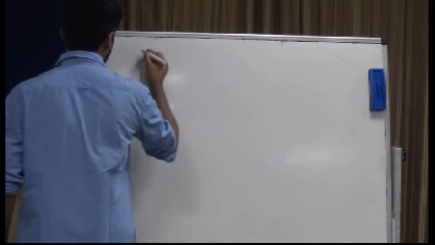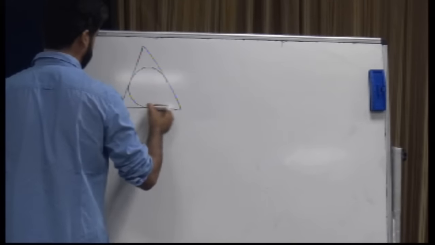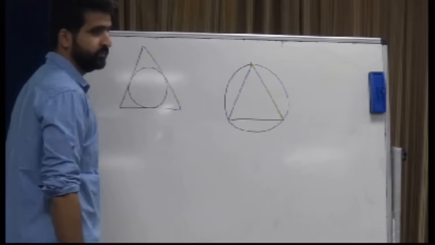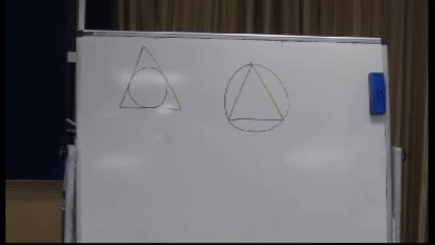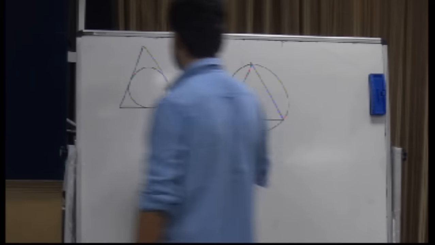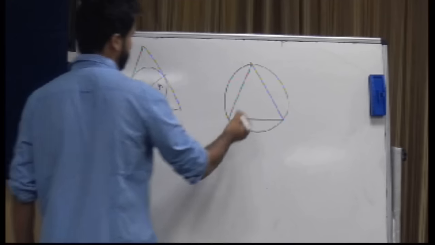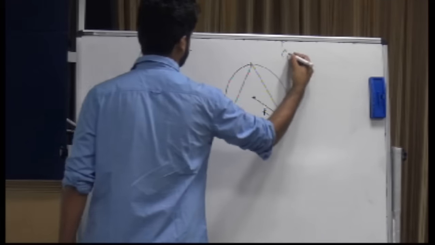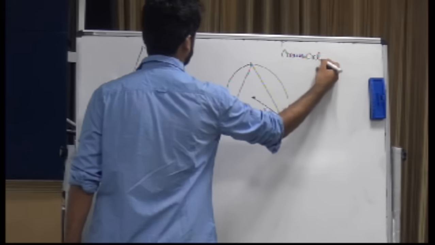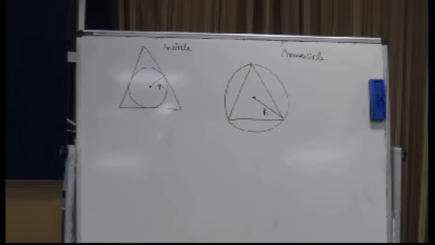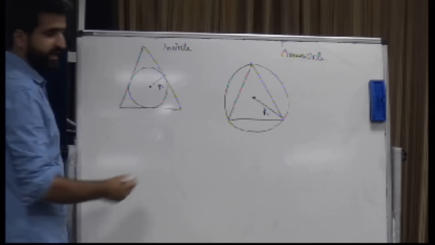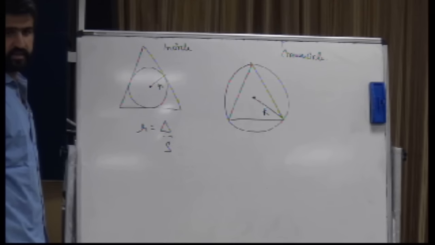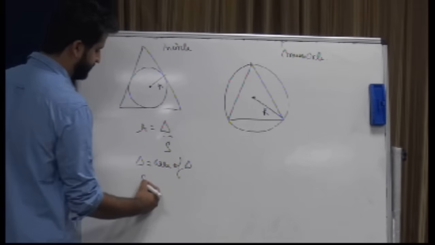So first, there are two types of circles when we are dealing with triangles. First one is called incircle, and the second one is circumcircle. Okay, so let's see the relation between the areas of the triangles and these radii. So this is small r and this one is capital R. So this is incircle and this is circumcircle. So in this case, the small radius, the inradius, will be equal to delta upon s, where delta is the area of triangle and s is the semi-perimeter.